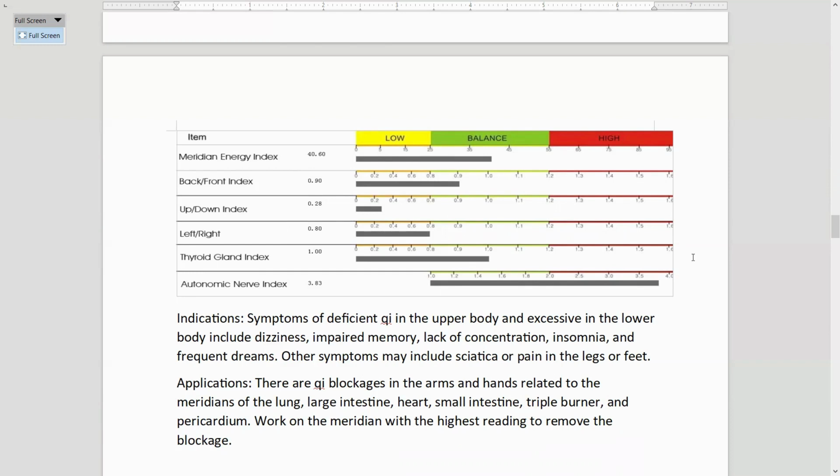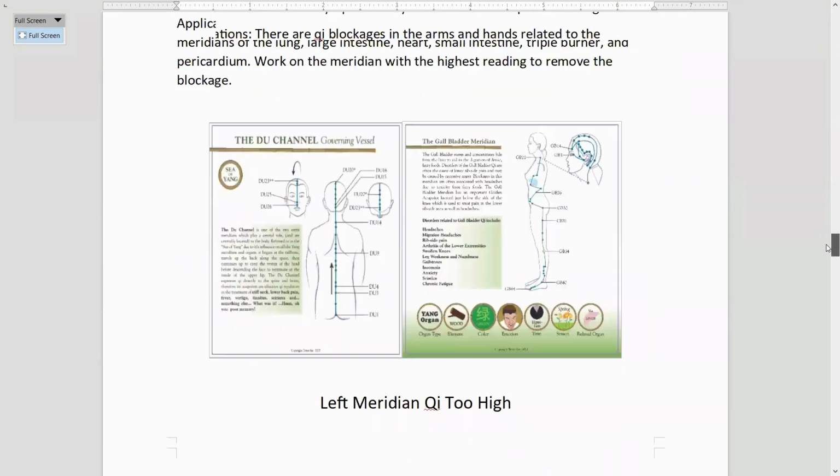I know a lot of people, myself included, I have up and down imbalance. My lower body meridians are generally lower. I'm not a big dude, but I have really heavy footsteps. And we're going to continue on here.